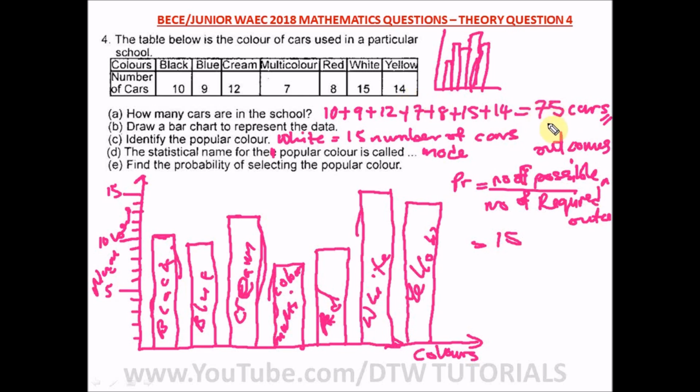And that is 75. So we have 15 divided by 75. And 15 can go in 75 how many times? Let's start with 5. 5 here would go 3 times. And 5 here will go how many times? That's 1 and a 15 and 5. And 3 here will go 1, and 3 in 15 will go 5 times. So we are left with 1 over 5. So this is the probability of selecting the popular color from the total number of cars. All right, so our final answer here is 1 over 5.